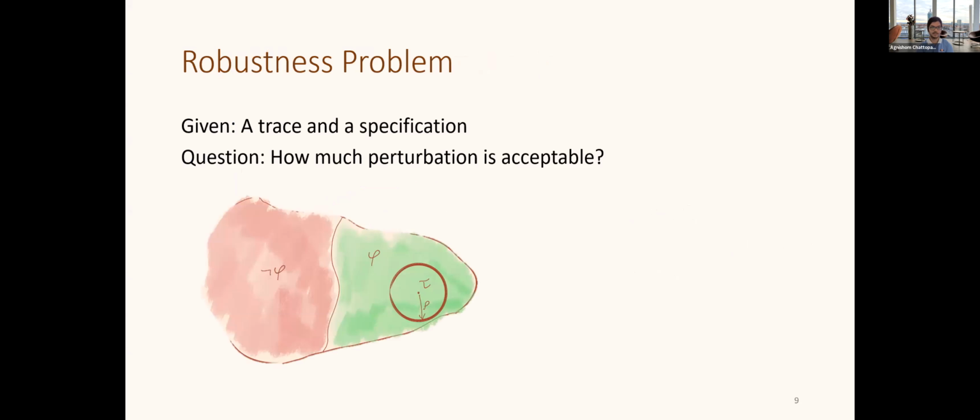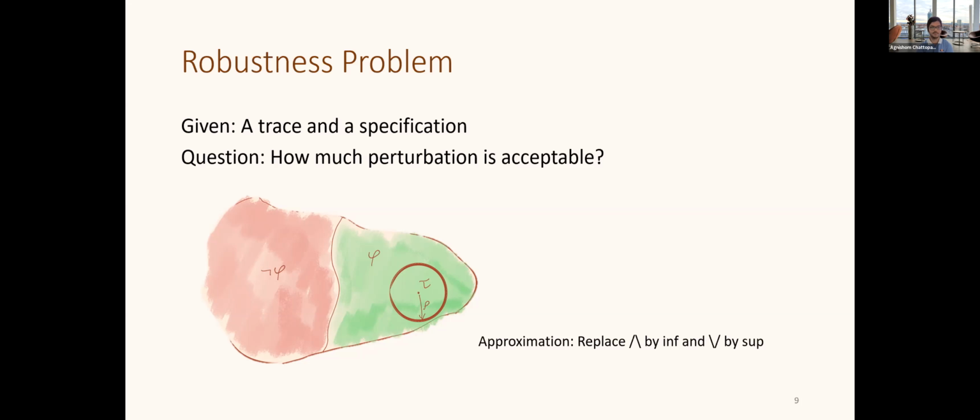Linear temporal logic classifies traces as correct or incorrect. However, there might be behaviors which might be more desirable than others. For instance, given a trace which satisfies the specification, we might want to ask the question, how much perturbation is acceptable to the trace? And indeed, if a trace is resistant to more perturbation, it would be more desirable than others. This is what motivates the need for a quantitative semantics for our logic.